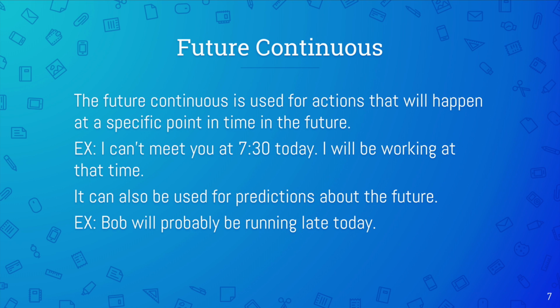The future continuous is used for actions that will happen at a specific point in time in the future. For example, I can't meet you at 7:30 today. I will be working at that time. It can also be used for predictions about the future. Bob will probably be running late today.